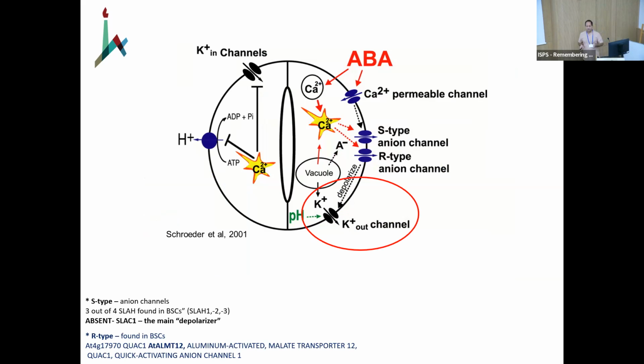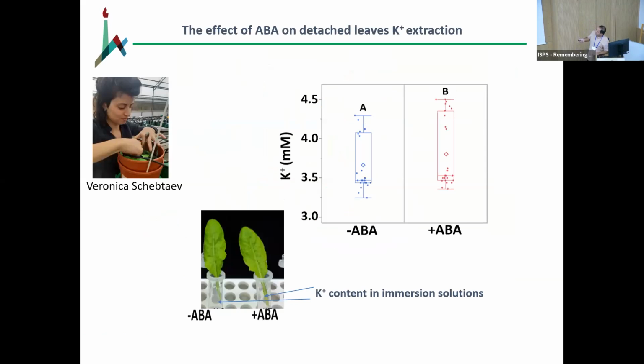This was the big question. Why would a bundle sheath need to release potassium, probably either to the xylem or to the phloem? We don't know. But there is clearly a release. We could prove this release by feeding leaves, done by Veronica, a master's student in my lab. So she fed the leaf with or without ABA, and she took the extract, and clearly there is more potassium when you feed the leaf with ABA. So there is a release of potassium.